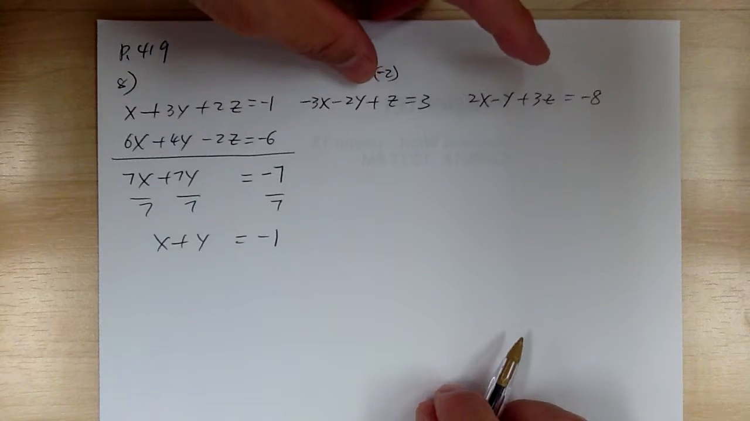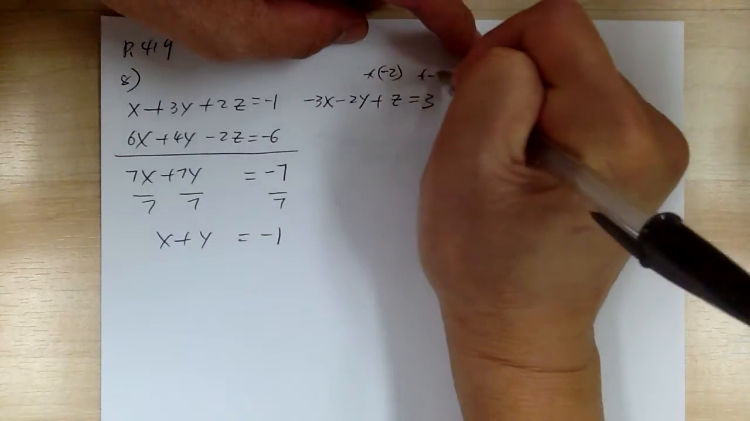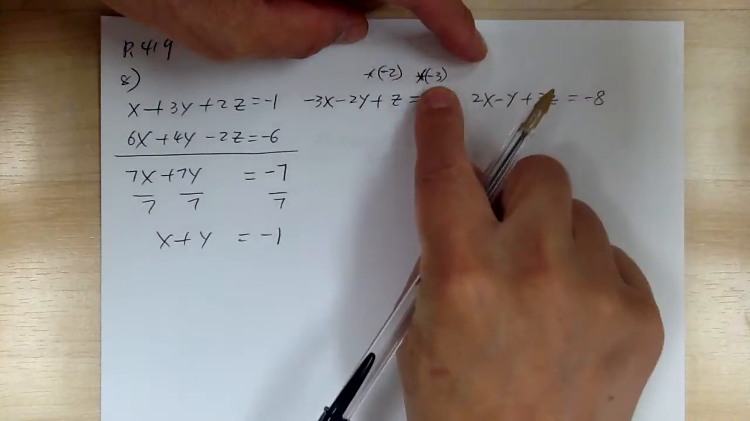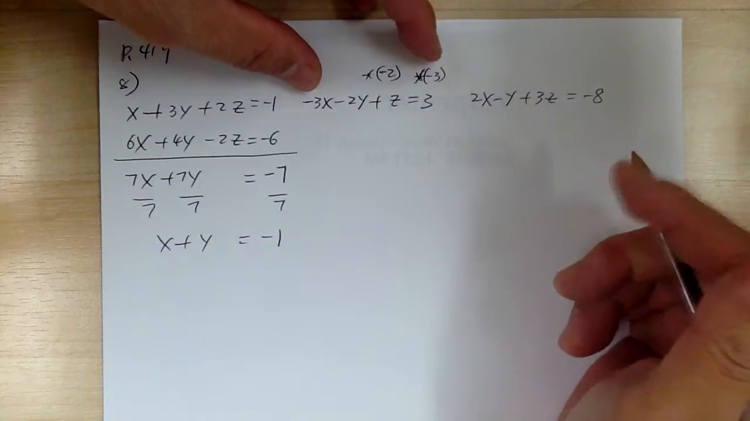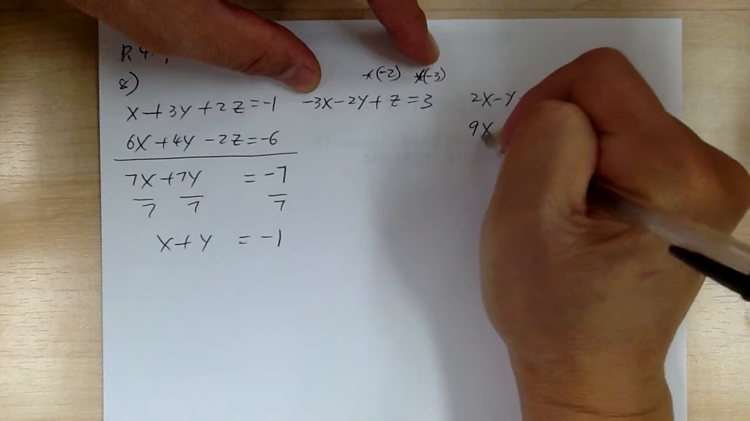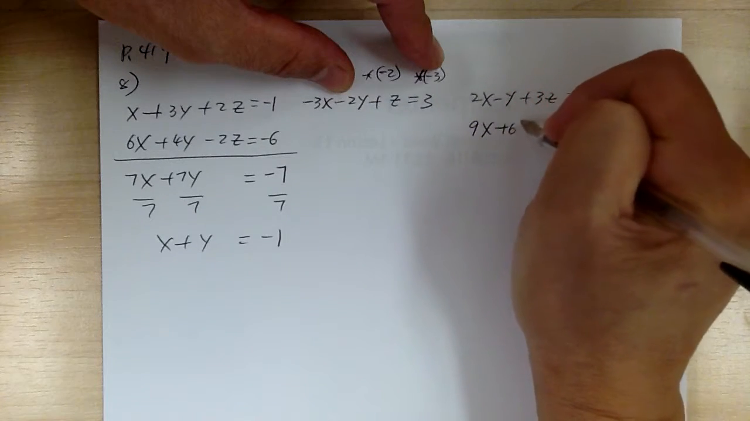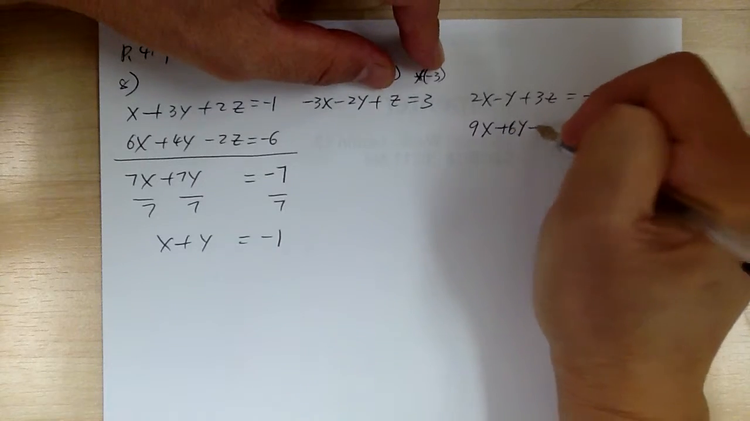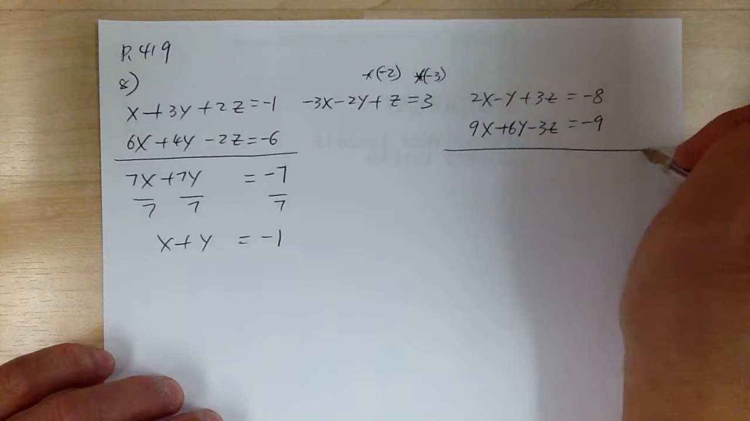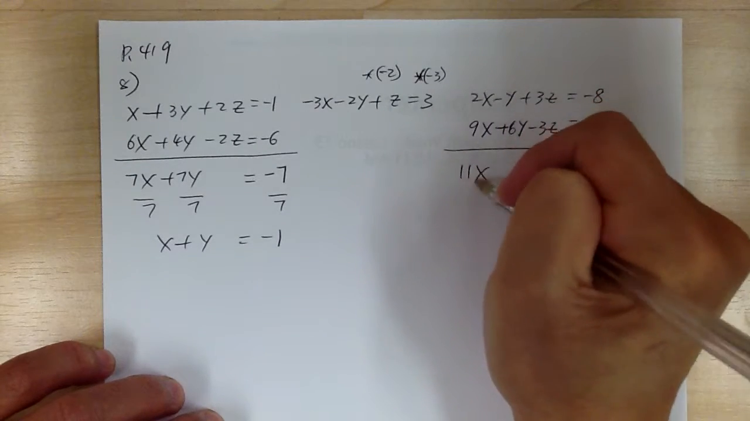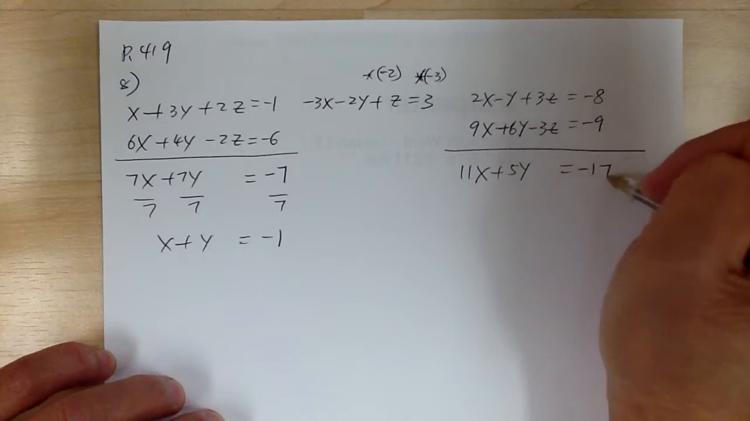So I'm going to multiply by -3 next, and write it over here to remind myself that I multiplied by -3. When I multiply, I get 9x, plus 6y, minus 3z, equal to -9. So when I add, I get 11x plus 5y equal to -17.